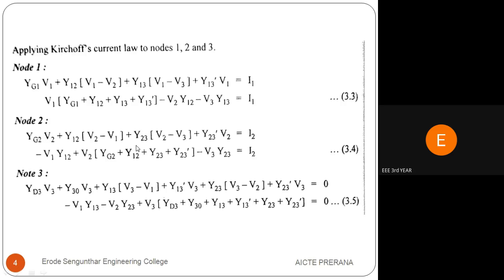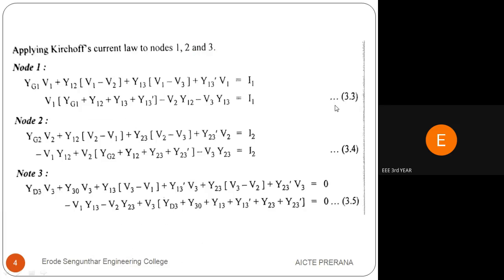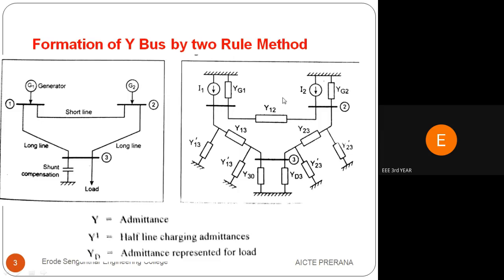Again, we go for the second node. The same procedure should be repeated. The incoming current to the second node is equal to the outgoing current. Here, the incoming current is I2. So I2 is equal to the admittances YG2, Y23, Y12 and Y2 dash. Totally 4 elements we have to consider.